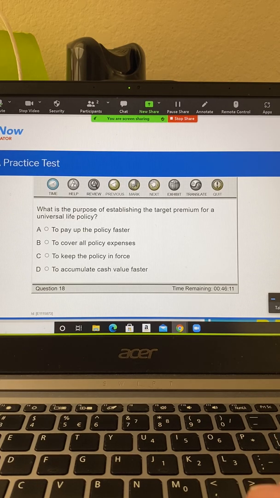What is the purpose? And you see how many questions on this test are about universal life, so you know how important that is. It's like six, seven questions on that one type of policy. You got to know that sucker backwards and forwards. What is the purpose of establishing a target premium for a universal life policy? Would it be to keep the policy in force? That's it.